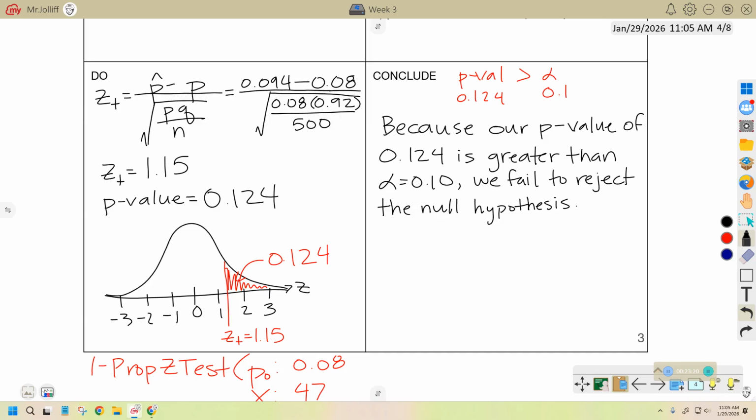Or we fail to reject H0 is also fine. We do not have enough evidence to reject the claim that the population percentage is 8%, which means I also do not have enough evidence to support that the percentage is greater than 8%.